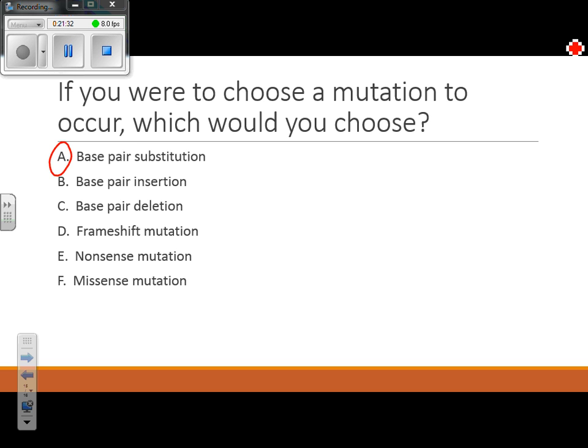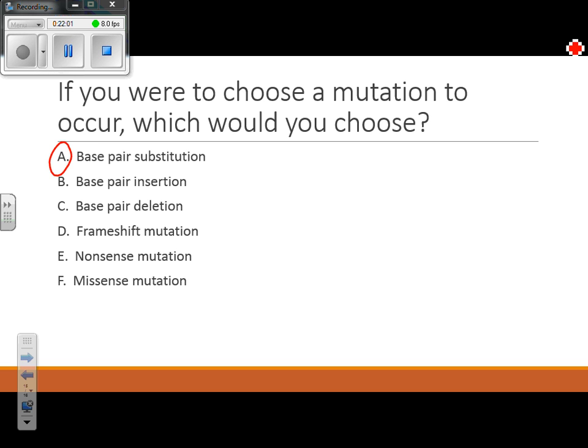A base pair insertion or deletion is always kind of a scary idea because if you insert something, it's going to shift that whole reading frame, which is what we call a frame shift mutation or a reading frame shift mutation. And it's going to change every single codon after that point. Same happens with a base pair deletion. If you delete a base pair, it changes everything after that point.